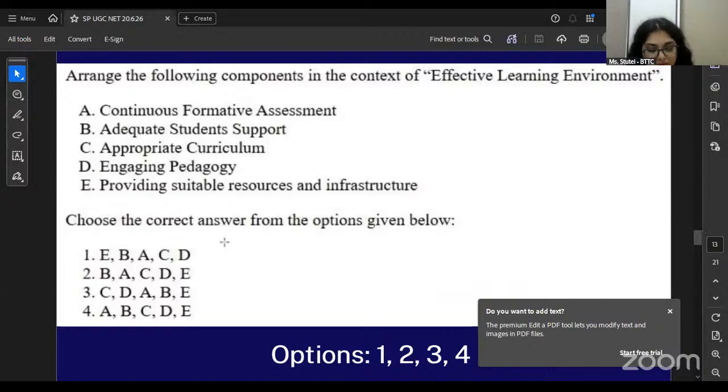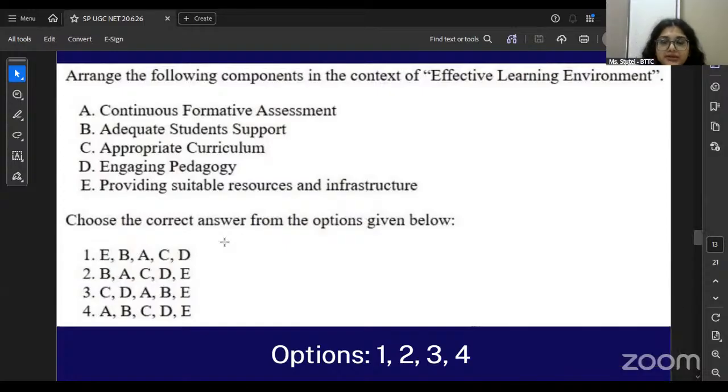Now, the first question is about arranging these components in the context of an effective learning environment. Here I really had to read the options well, and I had to ask myself what comes first when creating an effective learning environment. So as a teacher, what steps would I follow to create an effective learning environment in my class? I was like, okay, of course, 100%.